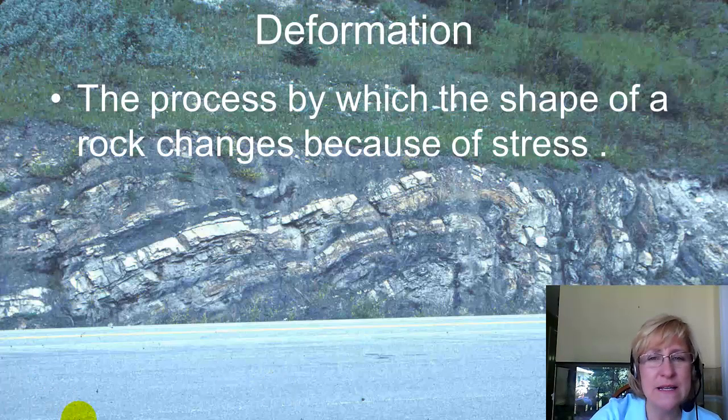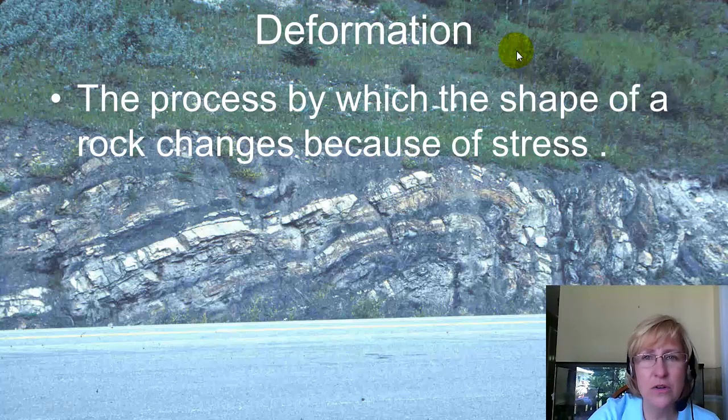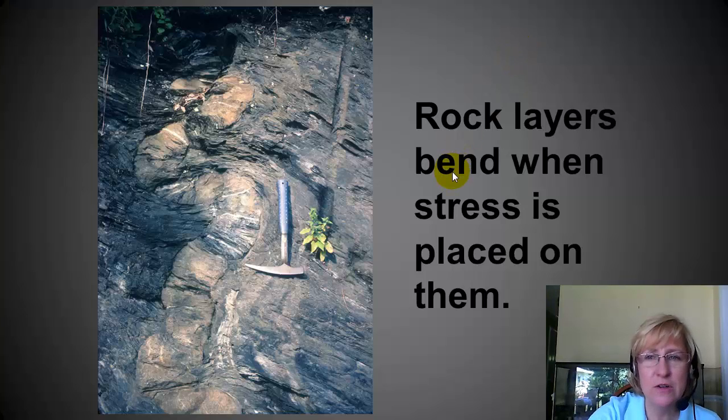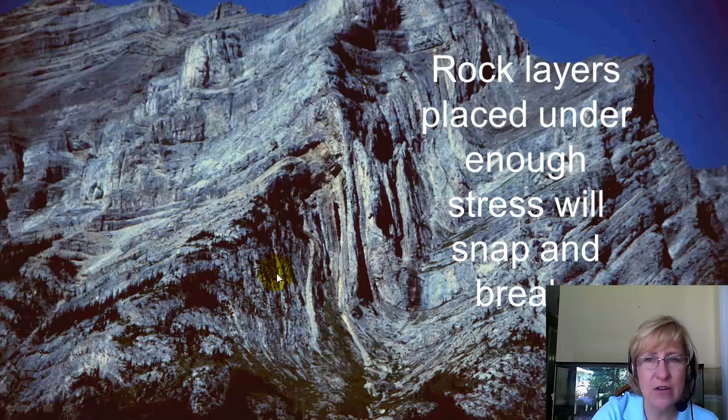But earthquakes are only a sign of the stresses inside the Earth. The stresses inside the Earth that change and bend rock are all called deformation. Rock layers bend when stress is placed on them. Look at this bend in this rock right here. You can see this is a geology rock hammer placed here for scale. If rocks are placed under enough stress, they actually snap and break, creating really jagged mountains like these in the Canadian Rockies.